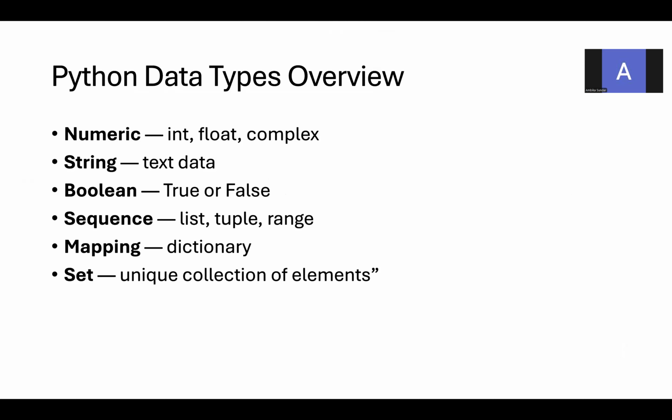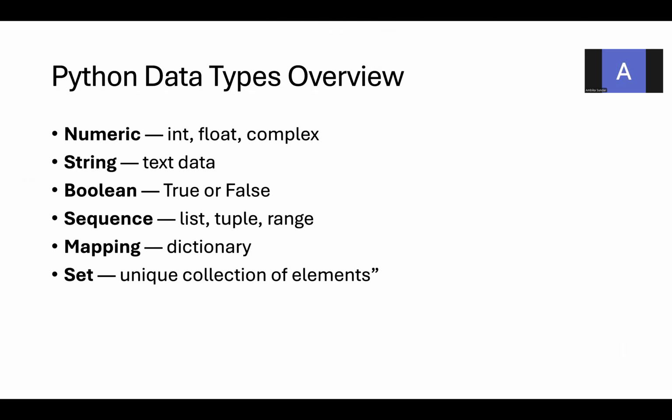Sequence means list, tuple, and range. A list is a collection that stores data of different data types, heterogeneous items. You can store numeric, float, string, everything together in the list or tuple. The sequence of elements in the list or tuple can have multiple data types. Range means you are going to give a range of numbers: 0 to 100, 1 to 10, 2 to 20.